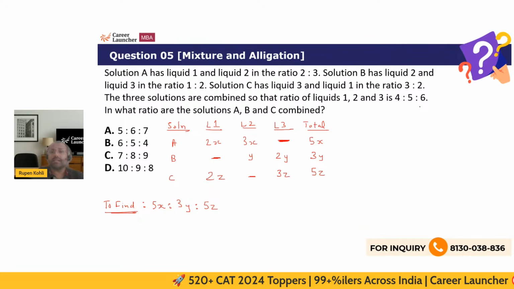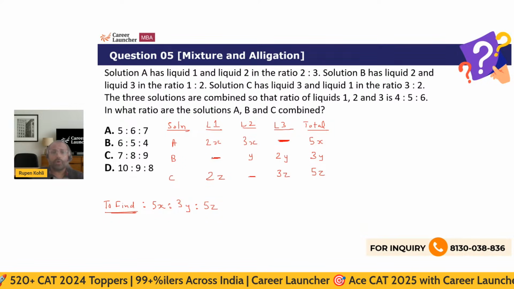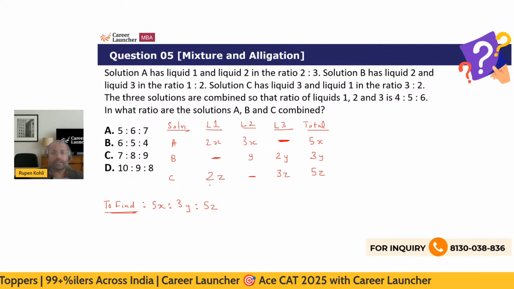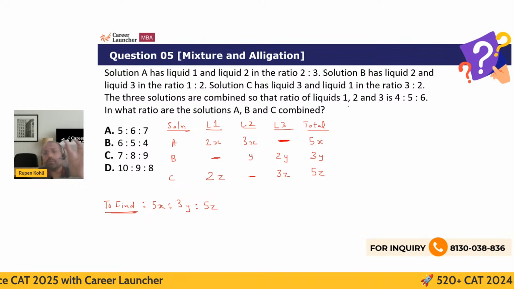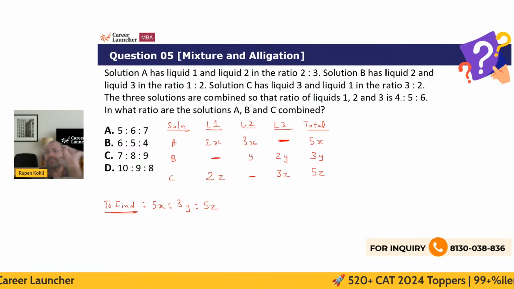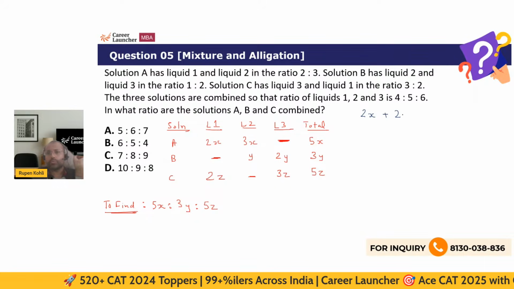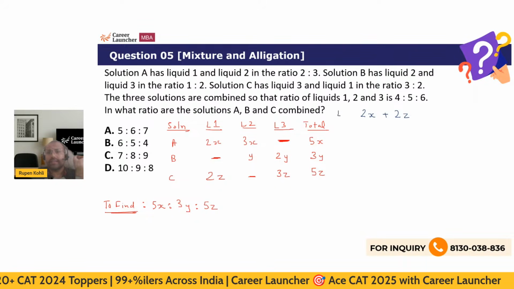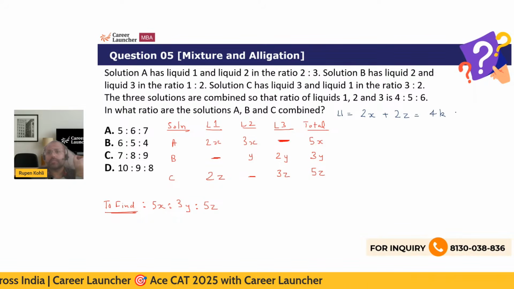The three solutions are combined, so that the ratio of liquids 1, 2, 3 is 4 is to 5 is to 6. So how much total of liquid 1 has been taken? 2x plus 2z. So the ratio is 4, 5, 6. So I will take the total volumes of liquids 1, 2, 3 respectively as 4k, 5k, 6k, right? So I can create some equations over here. 2x plus 2z, the total volume of liquid 1, is 4k, my first equation.